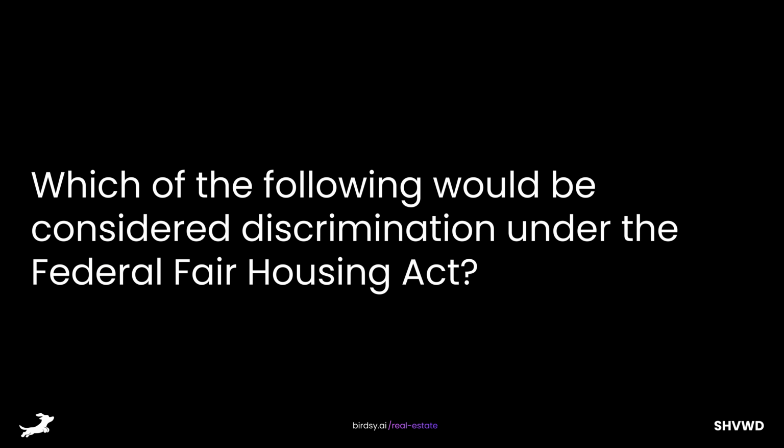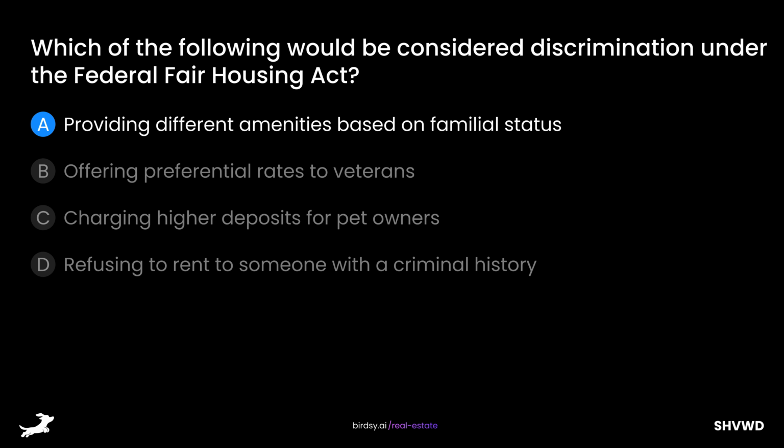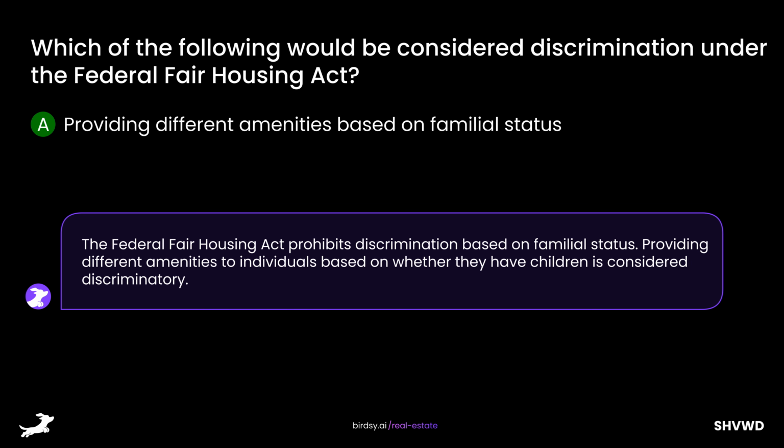Which of the following would be considered discrimination under the Federal Fair Housing Act? Is it A. Providing different amenities based on familial status? B. Offering preferential rates to veterans? C. Charging higher deposits for pet owners? Or D. Refusing to rent to someone with a criminal history? The answer is A. Providing different amenities based on familial status. The Federal Fair Housing Act prohibits discrimination based on familial status. Providing different amenities to individuals based on whether they have children is considered discriminatory.